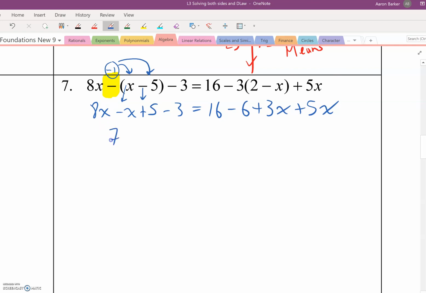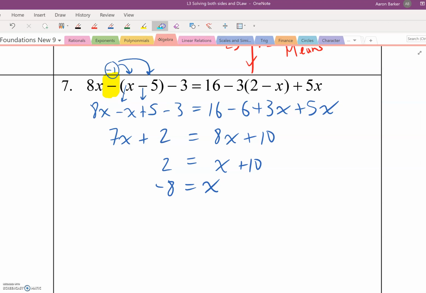So I'm going to get 7x plus 2 equals 8x plus 10. Now it's really simple. They're all going to go to this very simple format, and then you can start moving things across the equal sign. So I'll move my 7x over and get 2 equals 1x plus 10. Move the 10 over, -8 equals x. And there you have it. Done. Easy peasy, lemon squeezy.